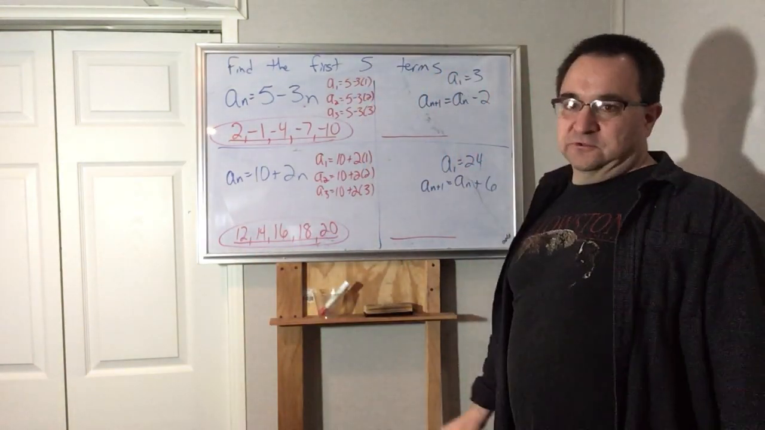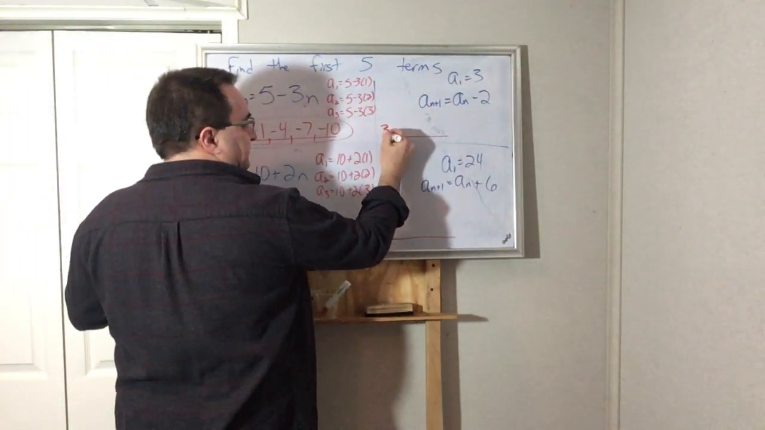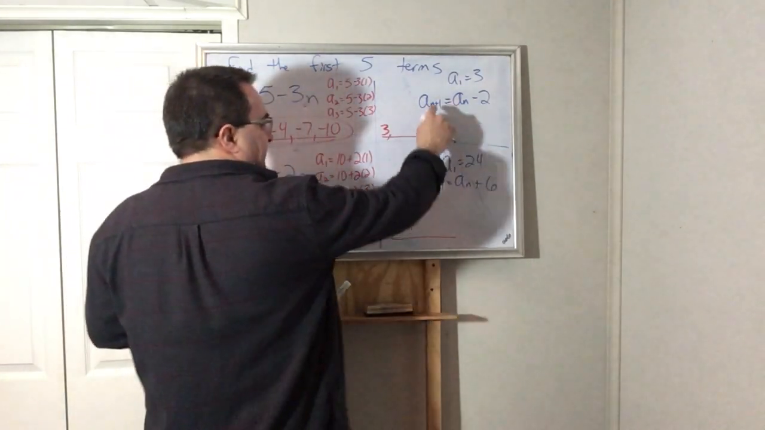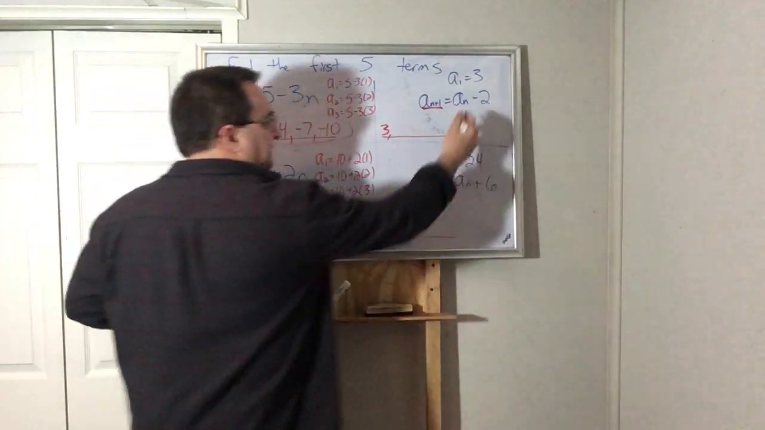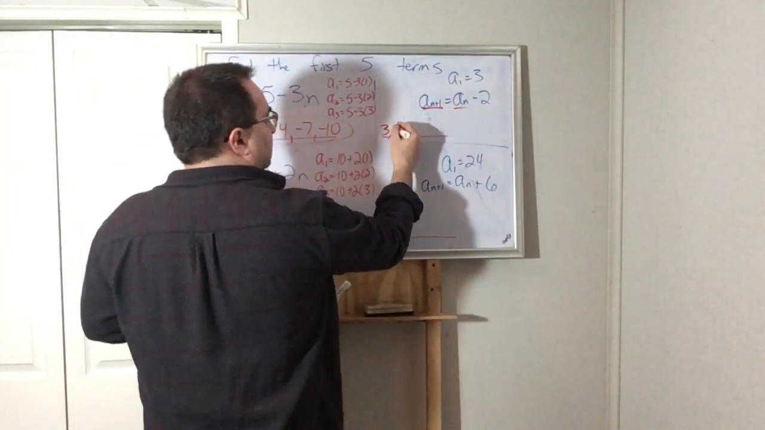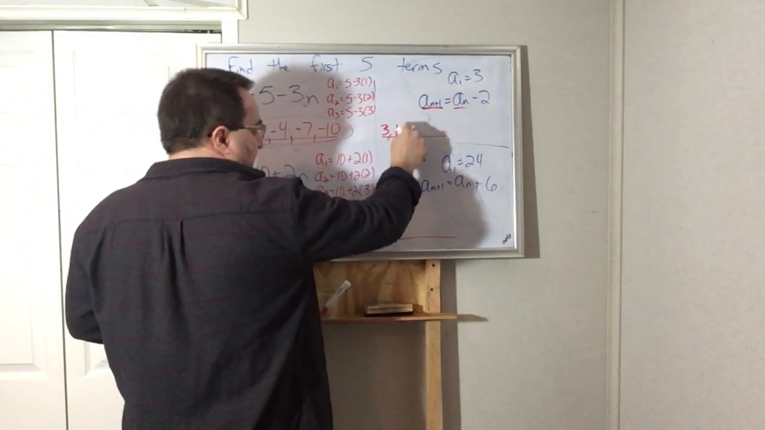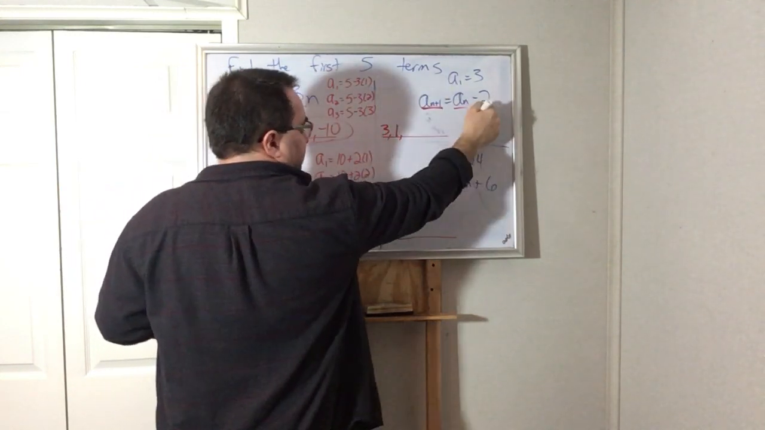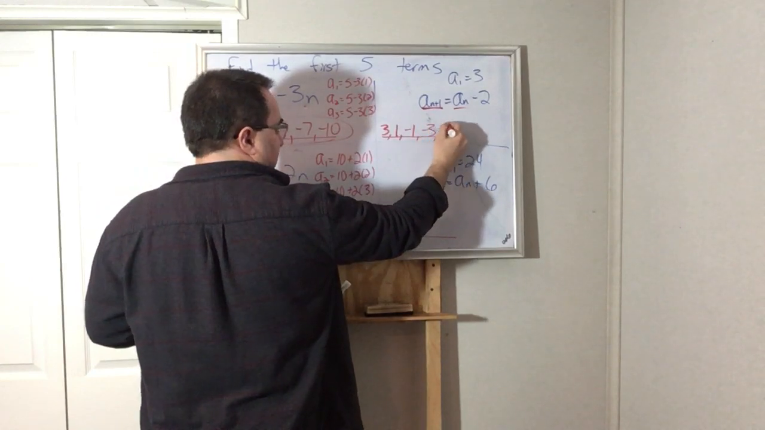Now let's try these weird ones. Well, I give you the first term, 3. And it's all about understanding what this says. This says the next term, the one I want, is the current term, 3, take away 2. So that'd be 1. What's next? Well, the next term would be the current term, take away 2. See, this is what I'm doing each time. So the next ones are minus 1, minus 3, and minus 5.